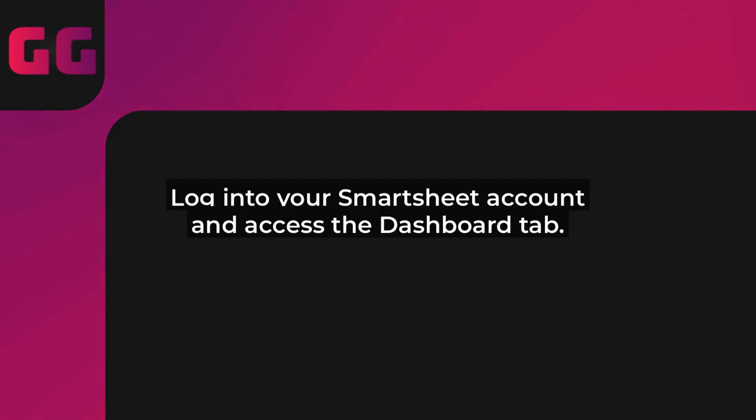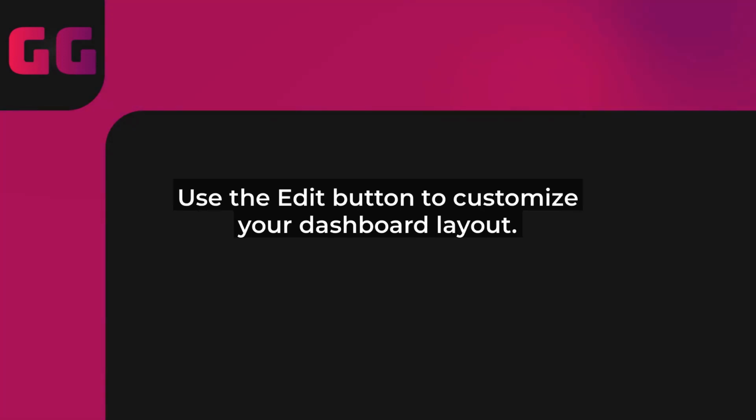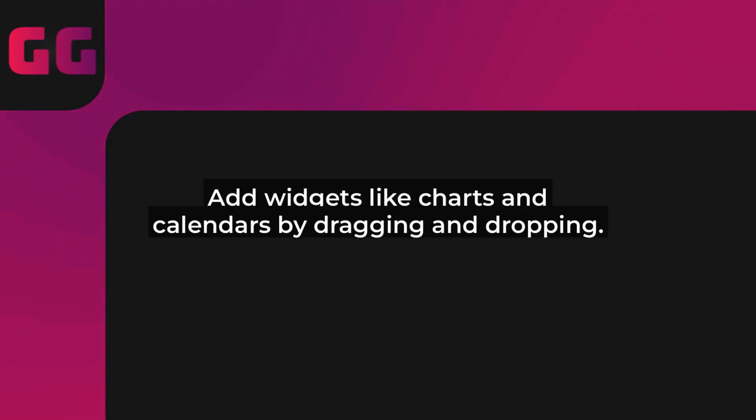First things first, you'll need to log into your Smartsheet account. Head over to the Smartsheet website, enter your credentials, and once you're in, click on the Dashboard tab in the main menu. It's usually front and center for easy access. Now, in 2025, Smartsheet has rolled out some cool updates, like enhanced AI-driven insights, so keep an eye out for those smart suggestions as you navigate.